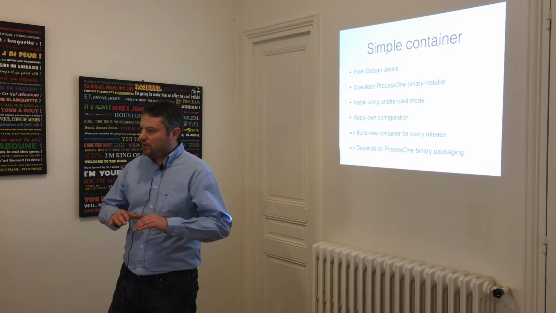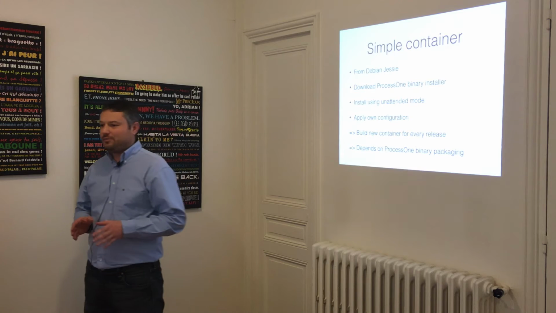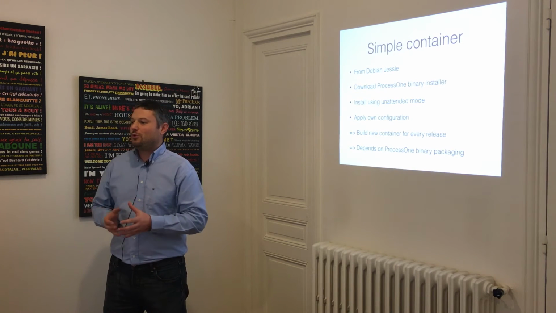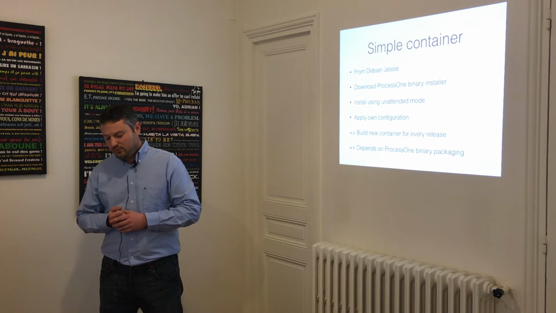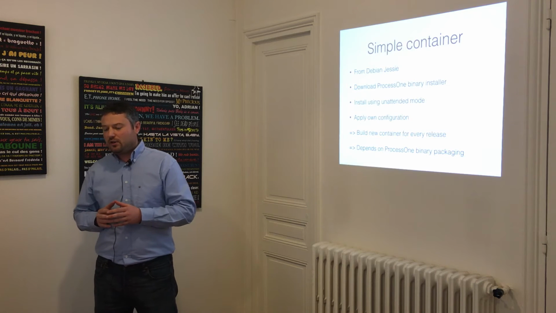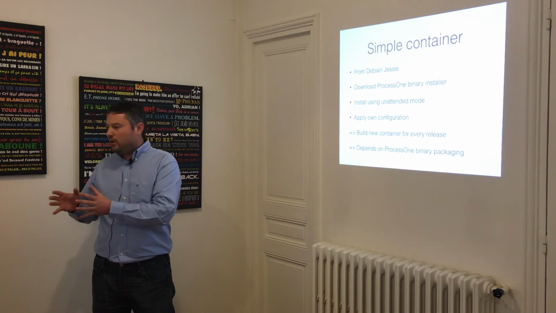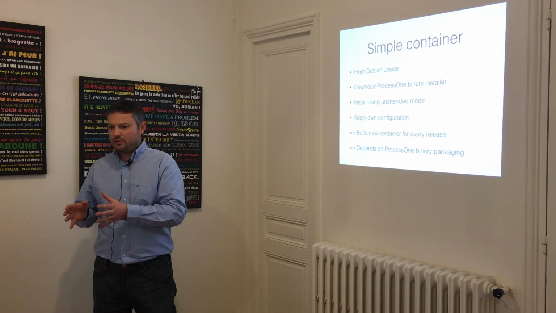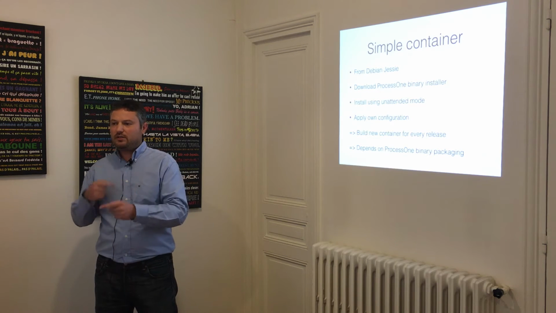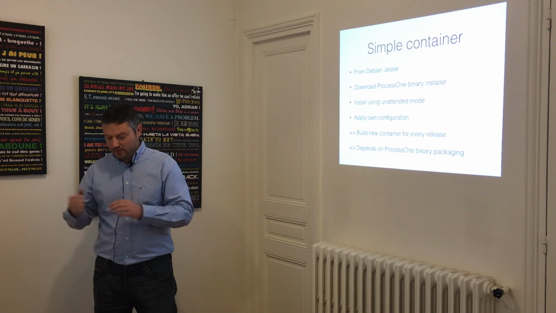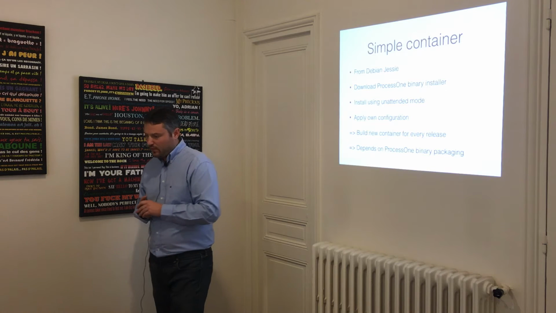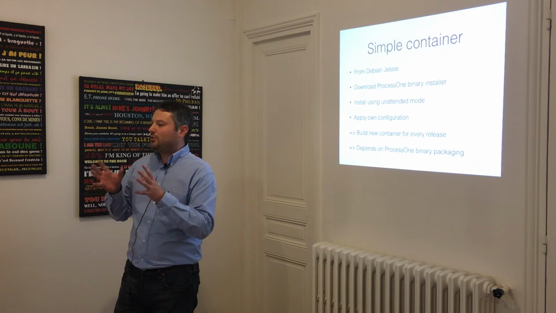So let's say you start from scratch with Docker and you want to write an ejabberd Docker. You want your ejabberd. The simplest thing you can do is to start a Docker from standard Debian Jessie, for example. Download the installer from ProcessOne, install it with the default settings, apply your configuration, and build your Docker container with that.